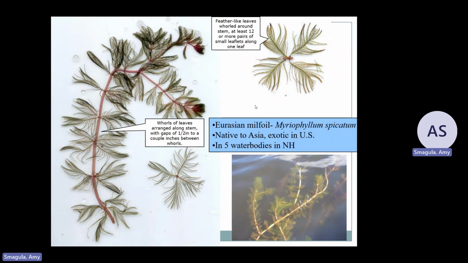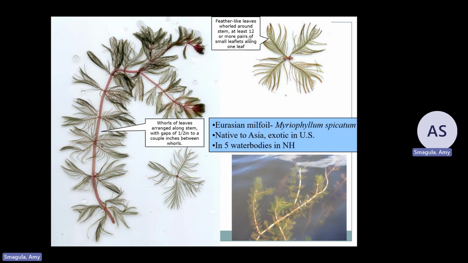Eurasian water milfoil. This is, again, a milfoil species, so feather-like leaves whorled around the main stem. The natives do also have feather-like leaves, but they're not typically perfectly whorled. And again, the natives are much smaller, usually. Another thing with this one, in addition to the feather-like leaves, unlike the variable milfoil, which I just showed you, this one isn't as fluffy or full. It has bigger gaps between the whorls of leaves that you can see here.